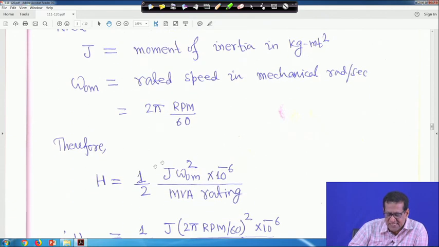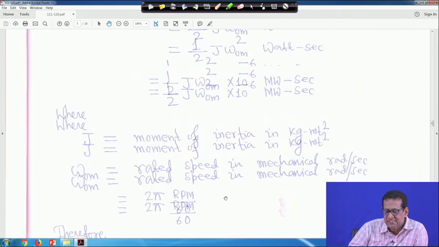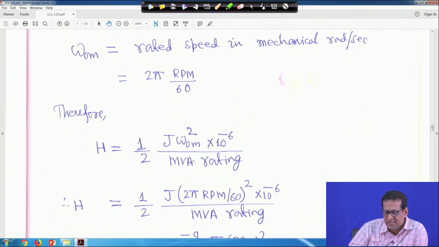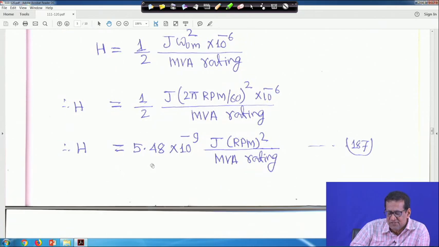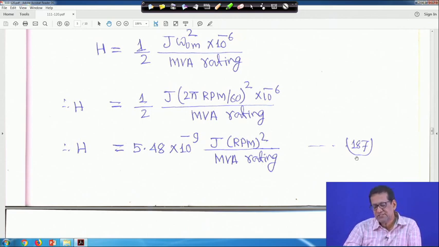Now, therefore, this H will be equal to half J omega 0 m square into 10 to the power minus 6 divided by the MVA rating, because this is that equation. Now H is equal to half J omega 0 m square, where omega 0 m is 2 pi times the revolutions per minute, rpm, divided by 60, square, into 10 to the power minus 6 divided by the MVA rating. If you simplify this, it actually comes to 5.48 into 10 to the power minus 9 J rpm square divided by the MVA rating, that is equation 187.